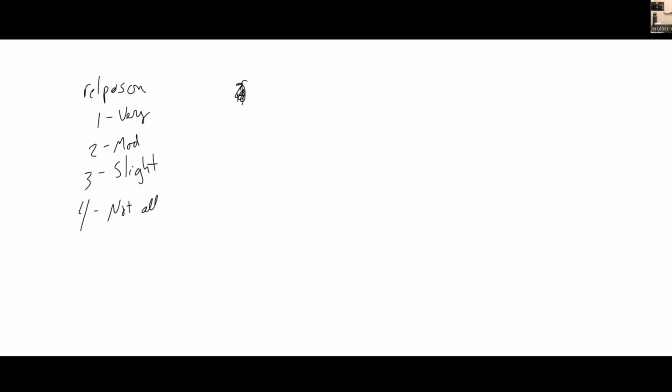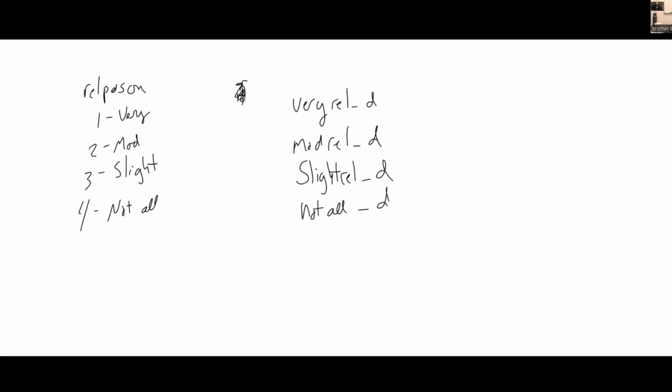We need to create a very religious dummy, a moderate religious dummy, a slight religious dummy, and a not at all religious dummy. With variable names for dummies, I like to sometimes put an underscore D, because then that tells me it's a dummy. Now, each dummy needs to be coded 0, 1, right? So each one of these has a 1 and a 0.